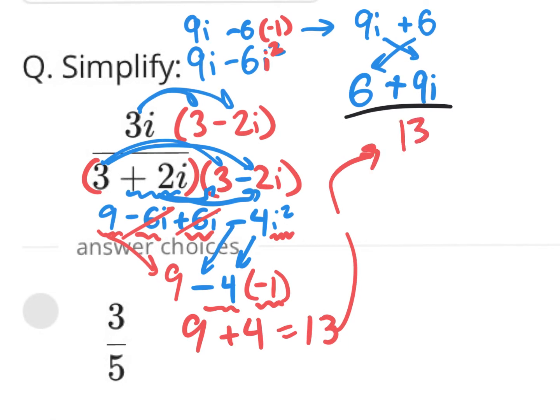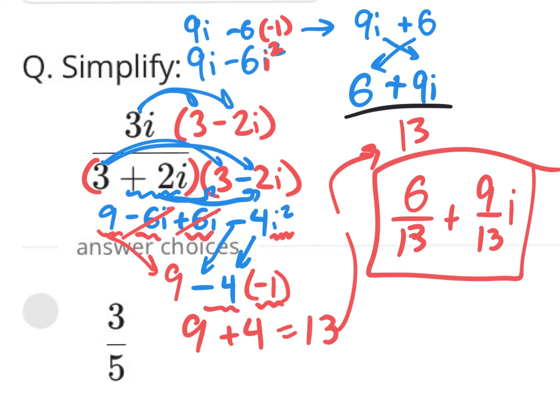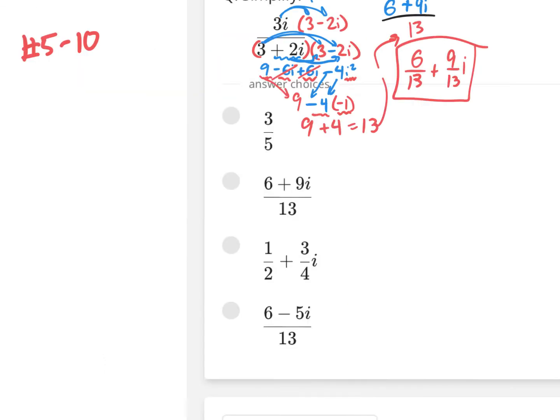You want them separate. Let's get them separate. Let's put that 13 on each of the 6 and the 9i and reduce if possible, but we cannot. We have a 6 over 13 plus 9 over 13 with an i on the second one. That's your answer. Now, I don't know why, but it should have been separate. They kept it together. I guess we're going to keep it together on this one. This is the only correct answer. Yeah, so normally we would separate, but right here they kept it together.